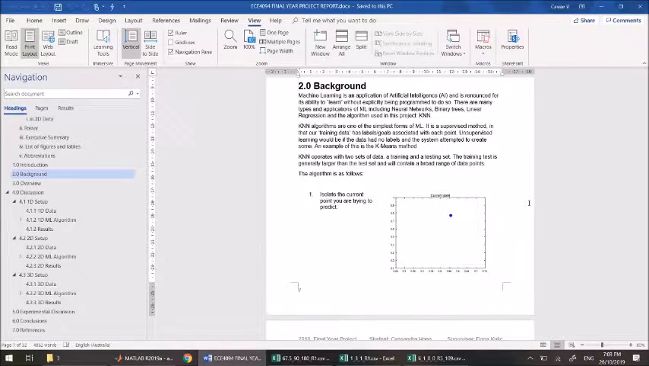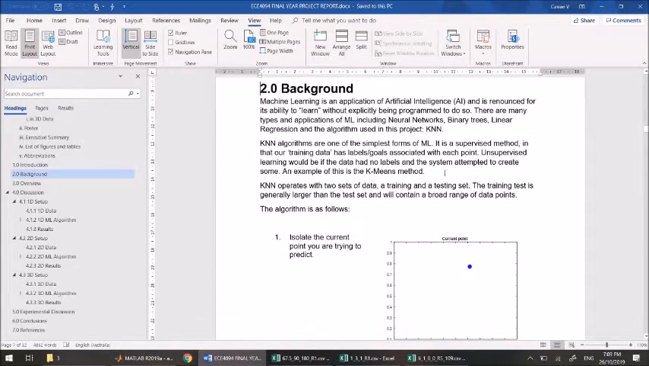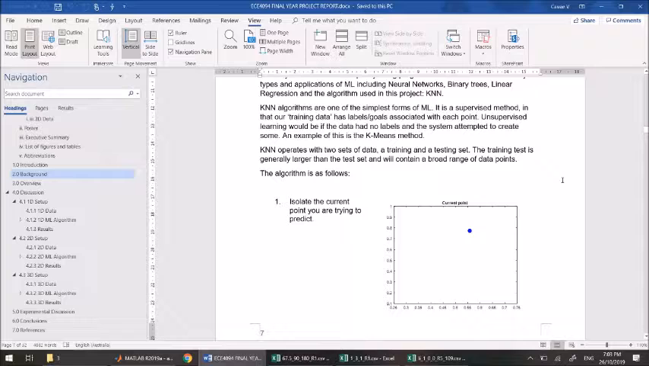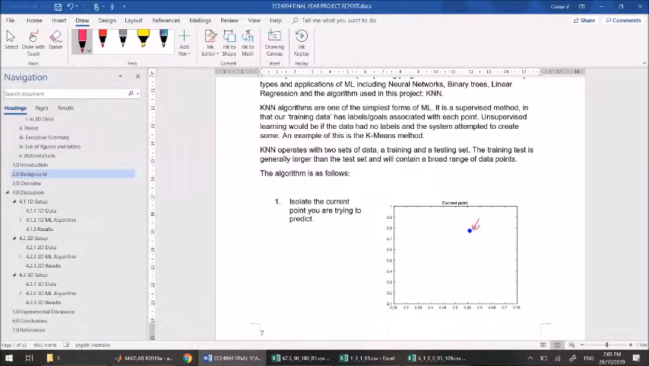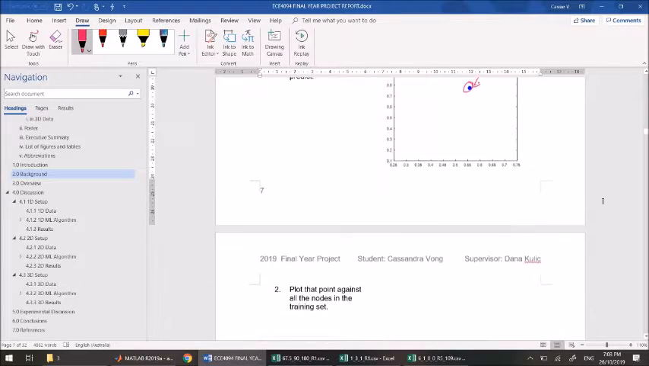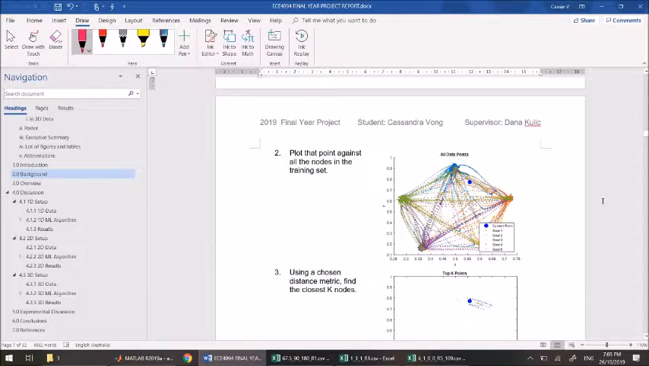So just a quick overview on how KNN works. KNN stands for k nearest neighbors. In this situation, a node is a data point, much like this data point there. It's really simple, there's only 4 steps to it. The first step is to isolate the current point you're trying to predict. That is Mr. Blue Guy over here. Next, we have a look at our training set, and we'll add that to the mix.